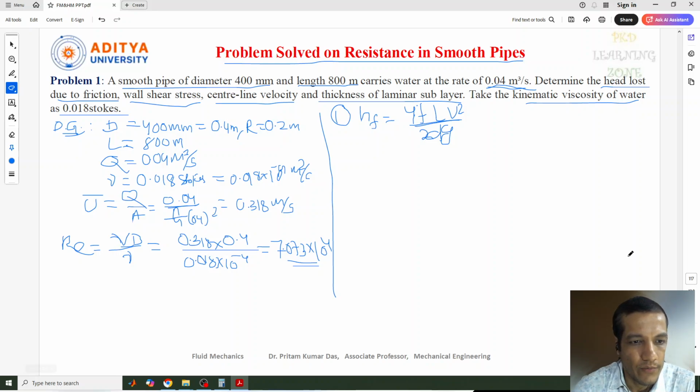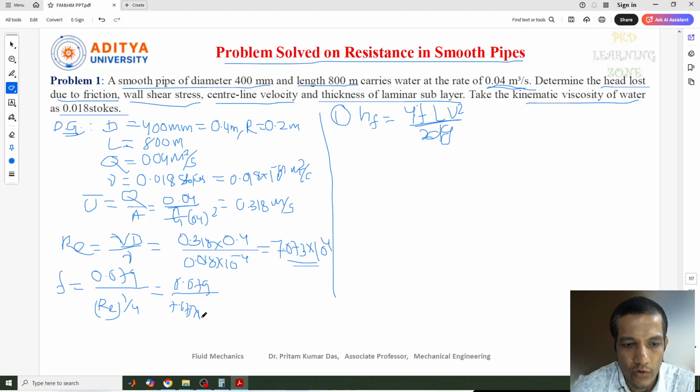Now for turbulent flow we have the formula of friction factor f. So f equals 0.079 divided by Re to the power 1 by 4. So we can write 0.079 divided by Re, where Re is 7.073 into 10 to the power 4, to the power 1 by 4. So we need to calculate this value.